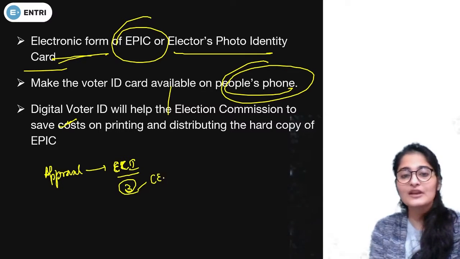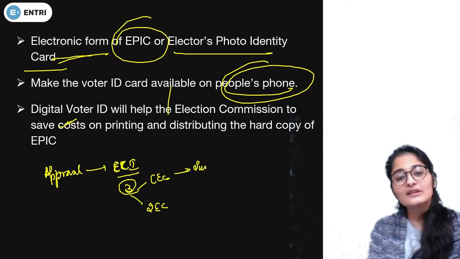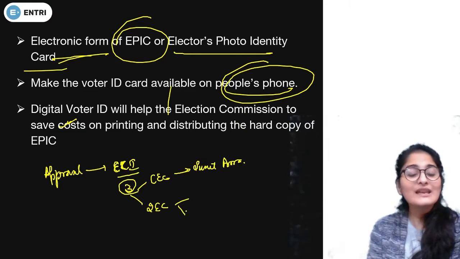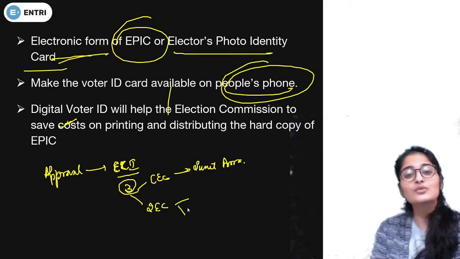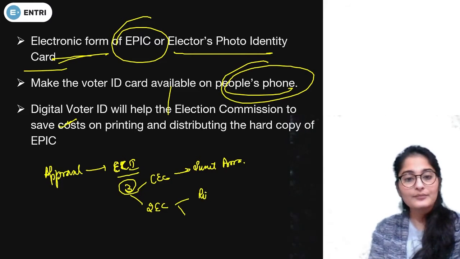Now, who are the authorities for the Election Commission of India? Who will give the authority? So, Election Commission of India authorities are three, that being the Chief Election Commissioner and the two election commissioners. Now, who is the Chief Election Commissioner? That is Sunil Arora. Right?